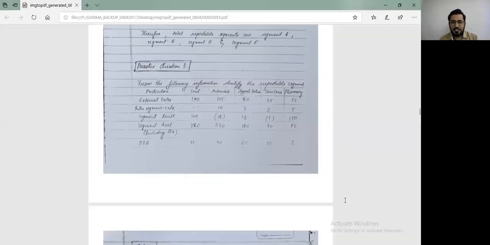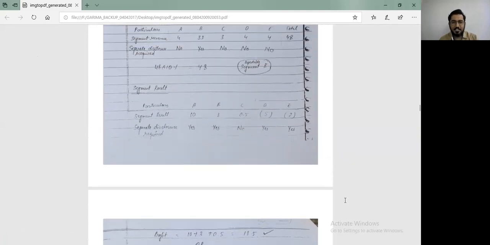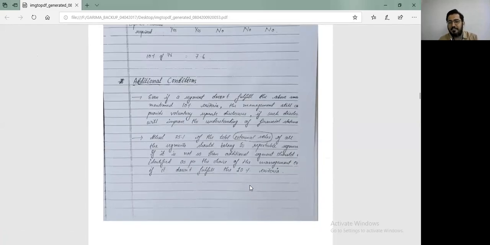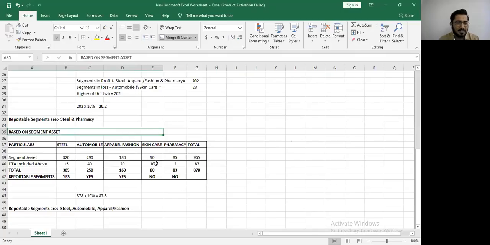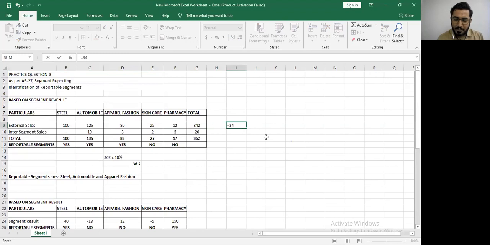Let's go to the second additional condition. You have the second additional condition over here, which says at least 75% of total external sales. Let's go stepwise. Here is my external sales of this question. It comes to what? 342. At least 75%, which means 342 multiplied by 75 percent comes to 256.5.